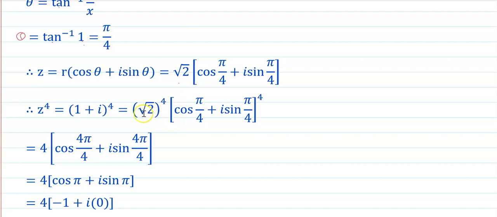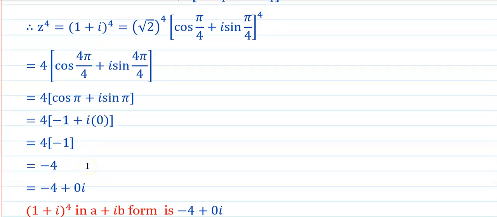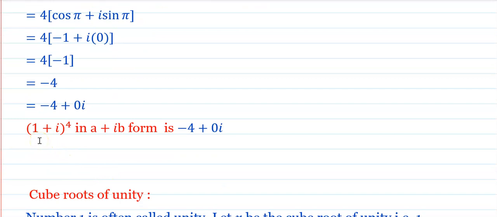Again root 2 into root 2 is 2, 2 into 2, 4. Therefore 4 in bracket cos of 4 pi by 4 plus I times sine of 4 pi by 4. This 4 gets cancelled, you will get cos of pi plus I times sine of pi. But what is the value of cos of pi? Cos pi is minus 1, sine pi is 0. 4 into minus 1, you will get minus 4. And hence z raised to 4 is equal to minus 4 plus I 0. And hence (1 plus I) bracket raised to 4 in a plus I b form is minus 4 plus 0 I. Okay.